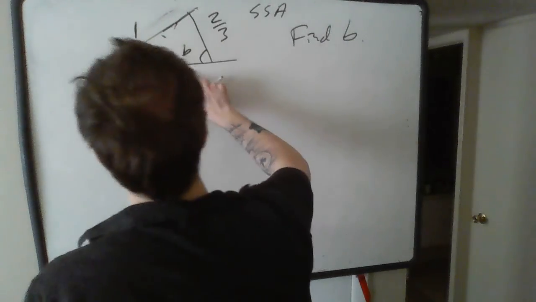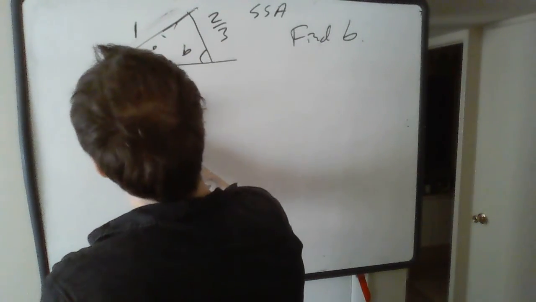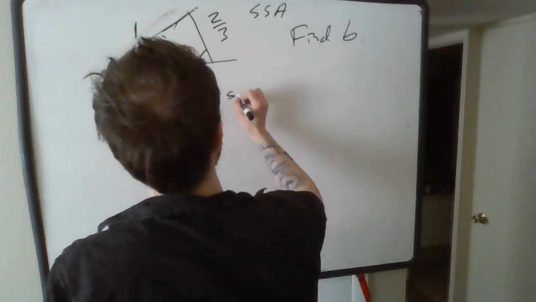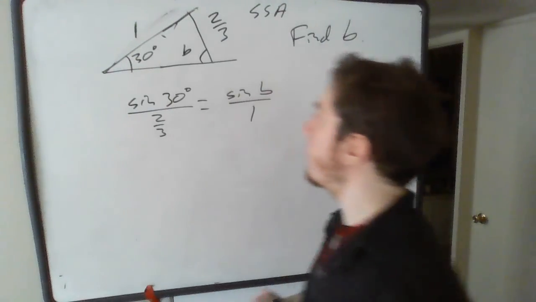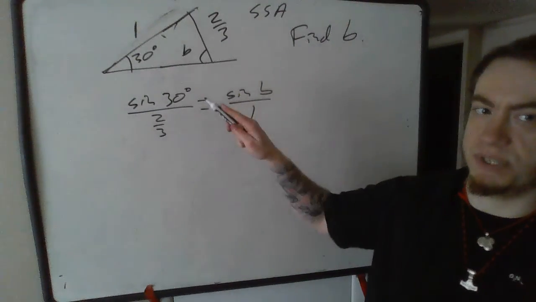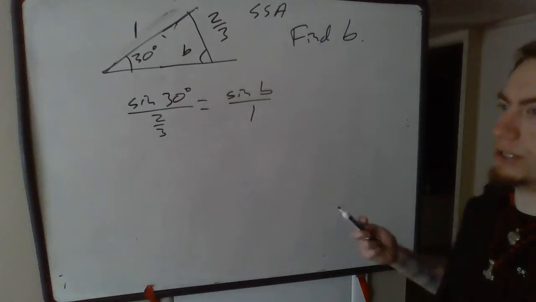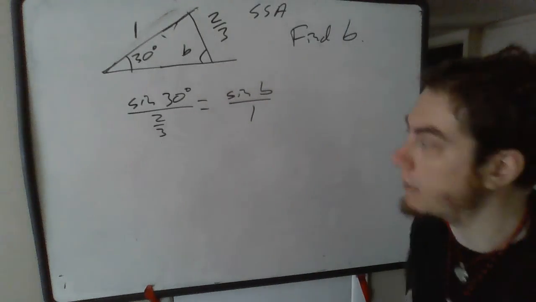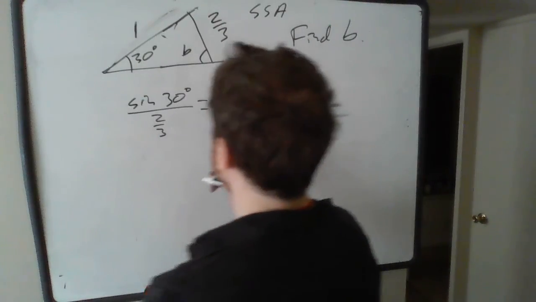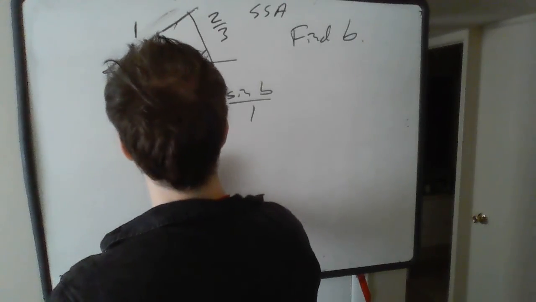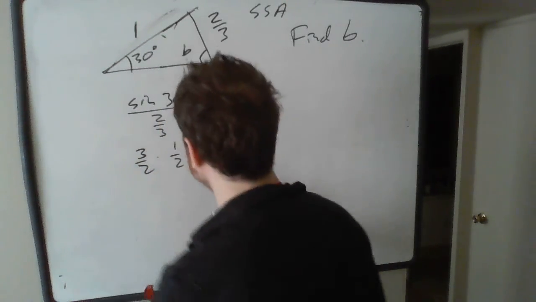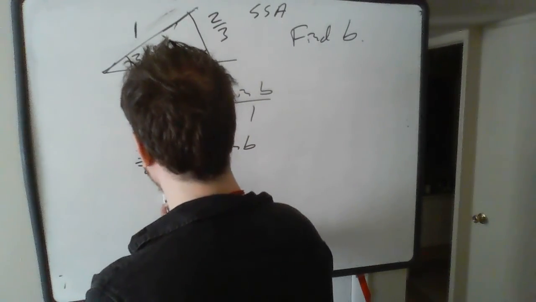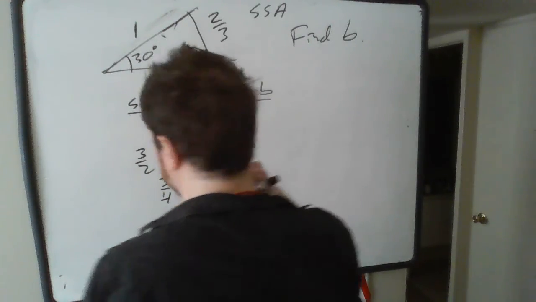So what does this tell me? Well, from the law of sines, what I see is that the sine of 30 degrees divided by 2/3 is equal to the sine of little b divided by 1. You should notice here that all of these first steps are very similar. That's because they all literally just come from the law of sines. We're just plugging in the particular information in this particular triangle. So what we can say at this point is that 3/2 times 1/2 is equal to the sine of b. And this means that 3/4 equals sine of b.